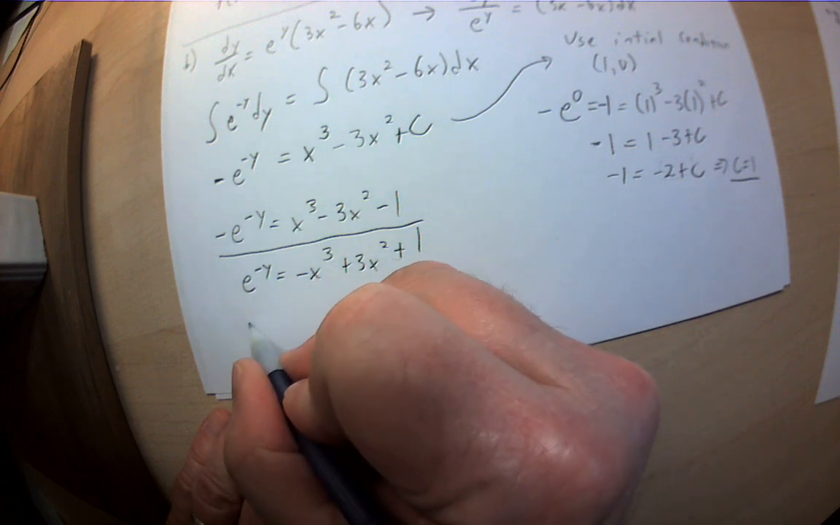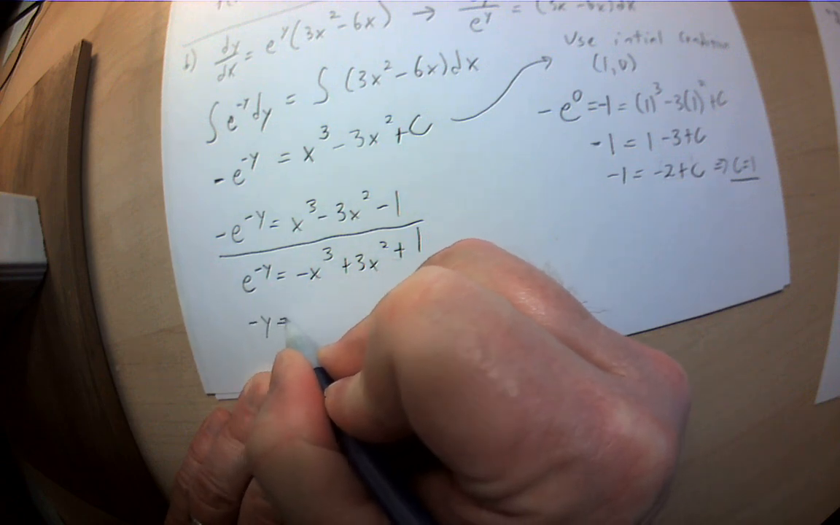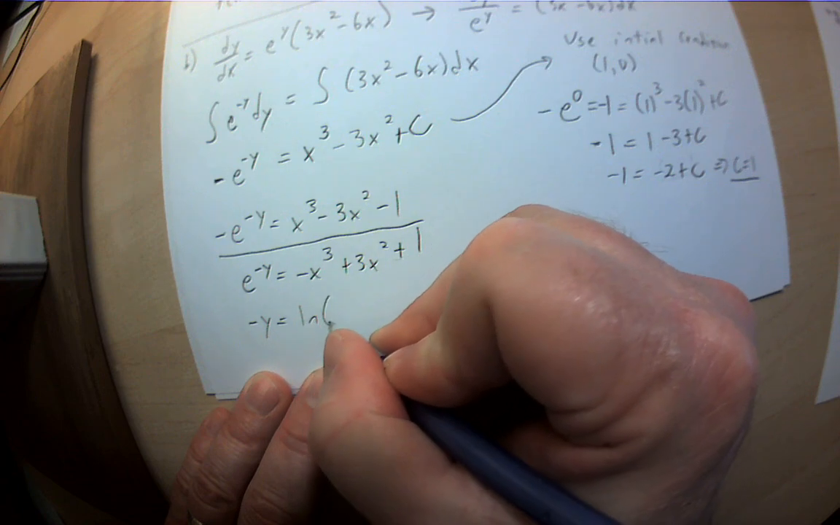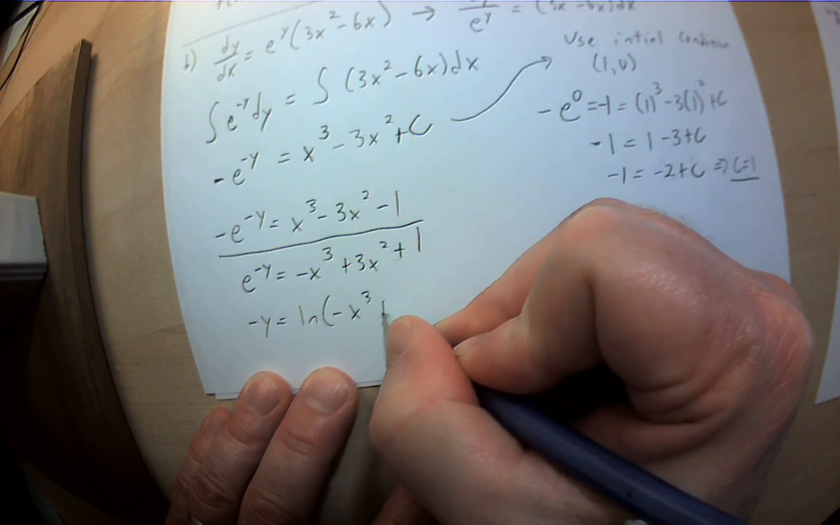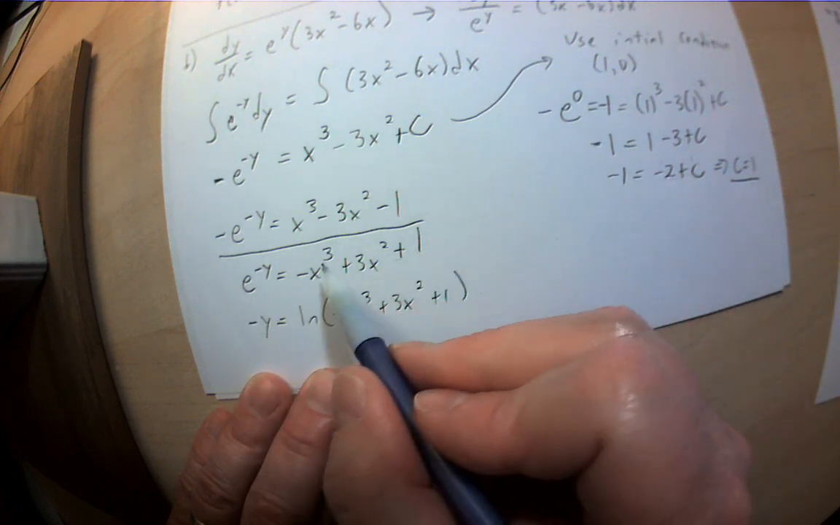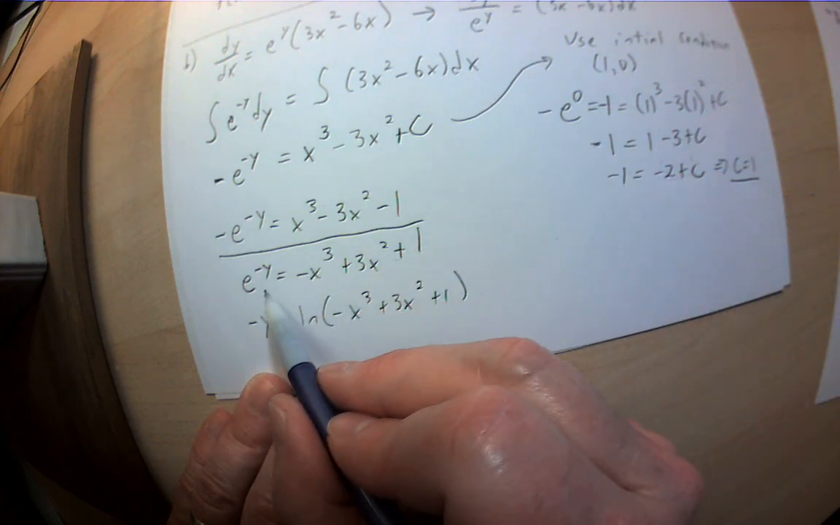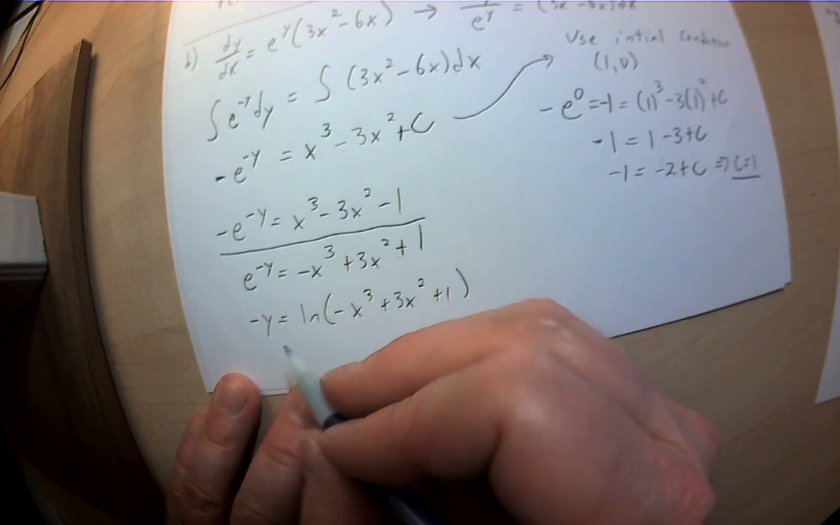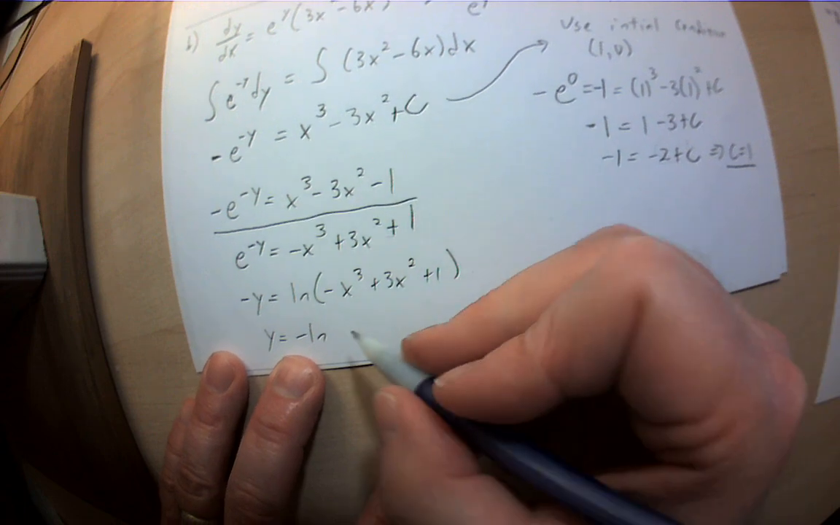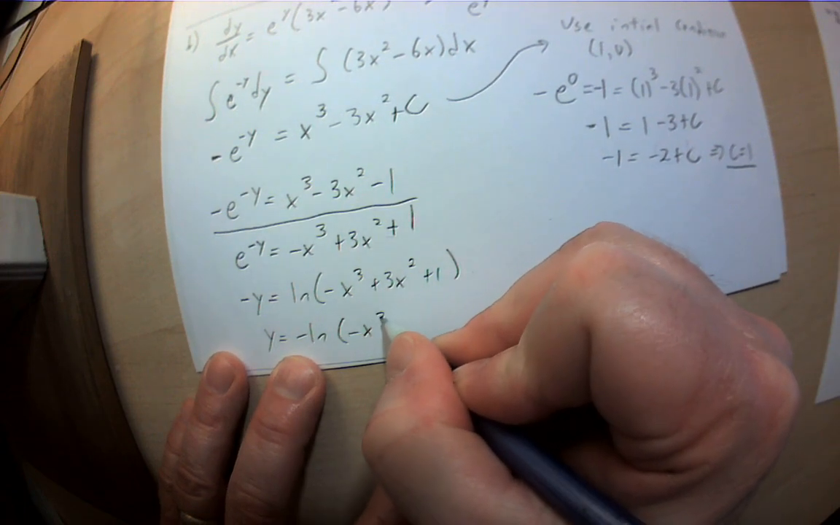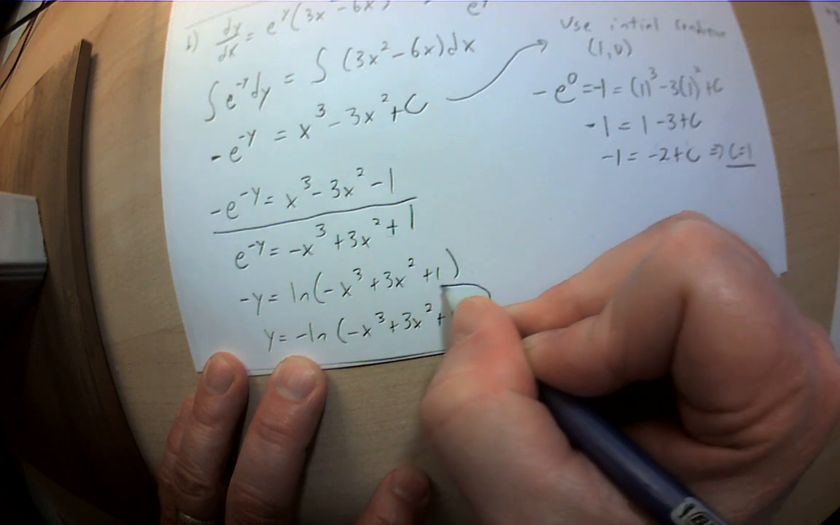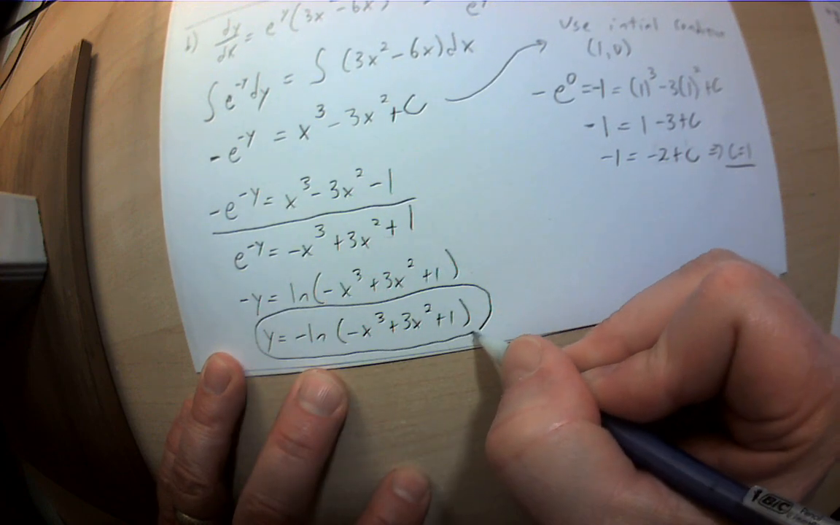So if I convert it to a log, I get negative y equals the natural log of negative x cubed plus 3x squared plus 1. So I just converted this to a log, kind of like taking a log on both sides. So then y equals the negative natural log of negative x cubed plus 3x squared plus 1. That is the solution. Okay?